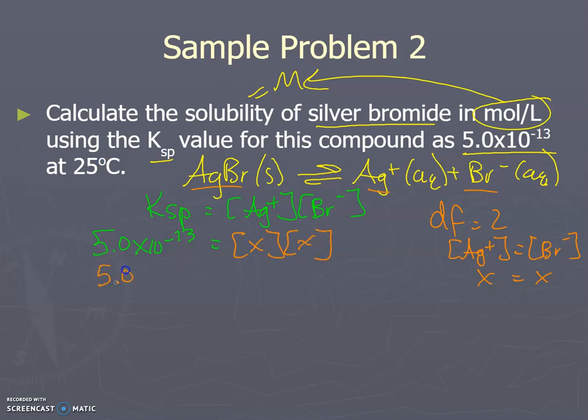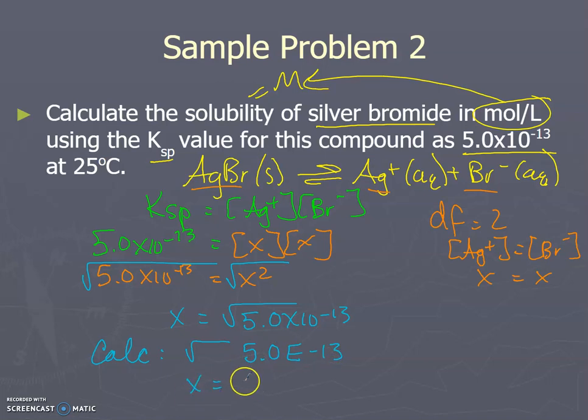What does that mean? 5.0 times 10 to the negative 13th is the same as X times X, or X squared. How do I get X by itself? You got it. Square root both sides. X is equal to the square root of 5.0 times 10 to the negative 13th. In your calculator, don't forget to use the square root button, and then 5.0 e negative 13, and you get your value to be 7.1 times 10 to negative 7th molar. So then this is your concentration.